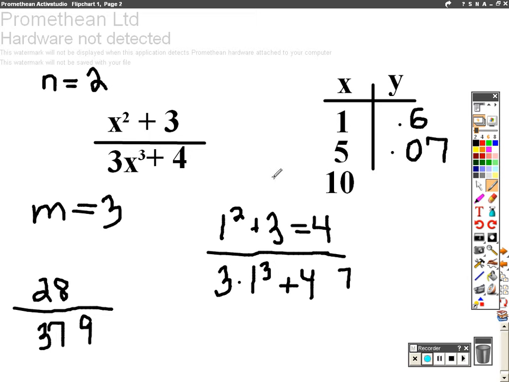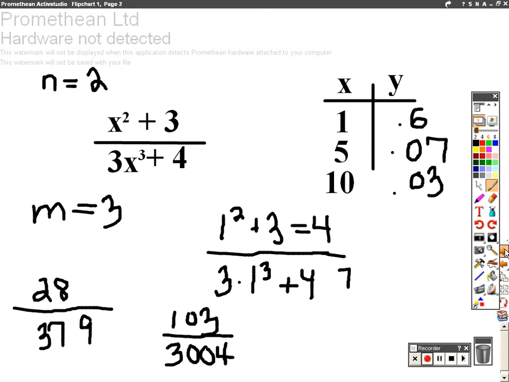Then I did the same thing with 10. 10 squared is 100, plus 3 is 103. Then I did 10 to the third power, which is 1,000, times 3 is 3,000, plus 4 is 3,004. Took out my calculator and divided, and I got 0.03. So if you notice, my numbers are getting smaller and smaller. They're getting closer to 0. So as x is heading to infinity, y is heading towards 0. So my asymptote would be y equals 0.